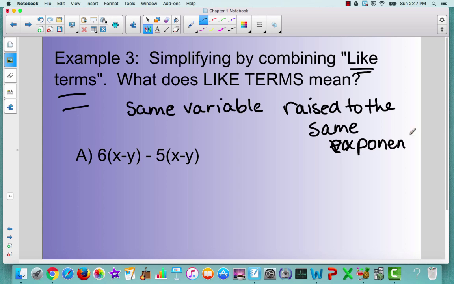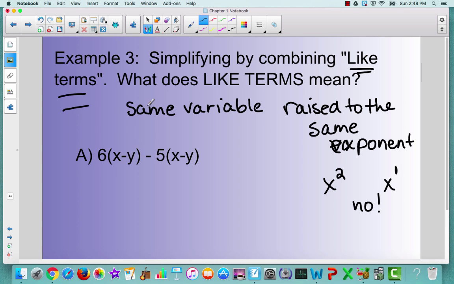So for example, I've got an x and I've got an x. X squared and x are not like terms, okay? They're not like terms because x squared is raised to the 2 exponent, whereas x is raised to the 1 exponent. So they're not like terms, so therefore you cannot combine them. All right, so let's practice.